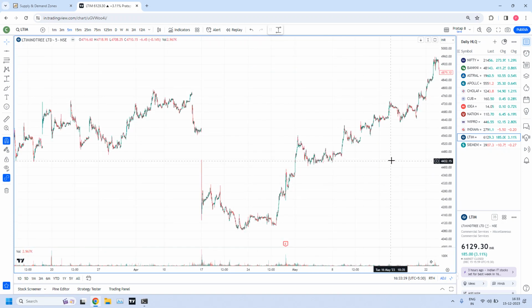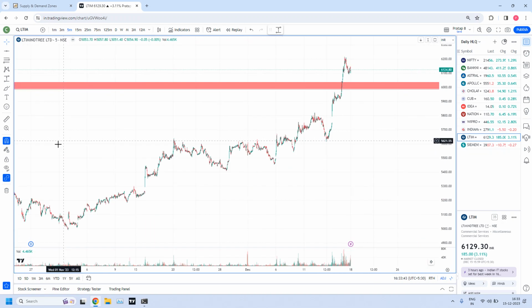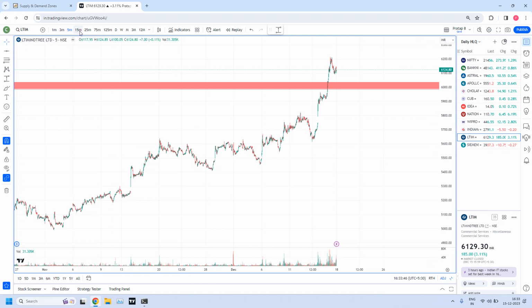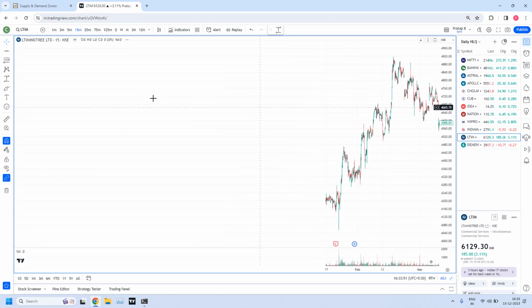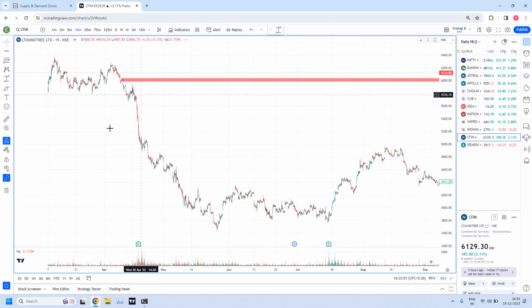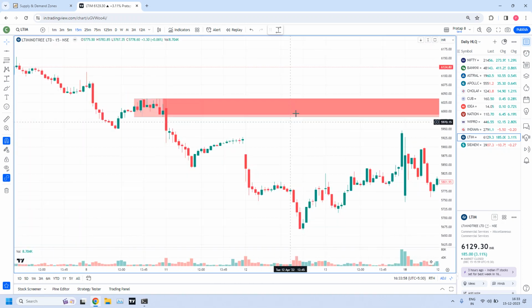What happened? Sorry, we have to go to 5 minutes. I'm searching in 5 minutes. The stock's 5 minutes data is not available. Why is 5 minutes data not available for this stock?